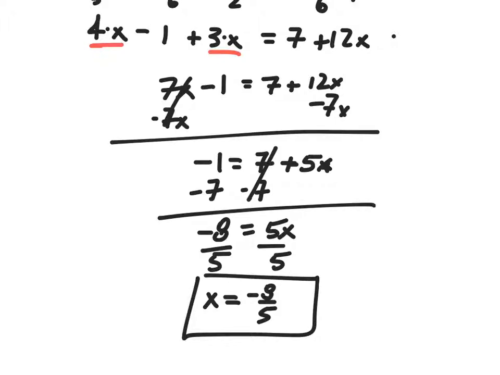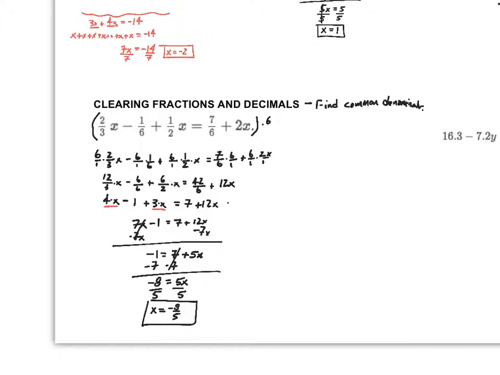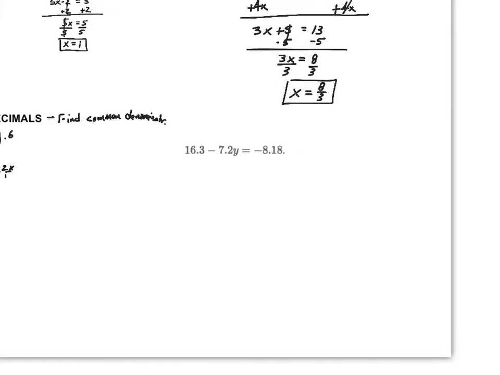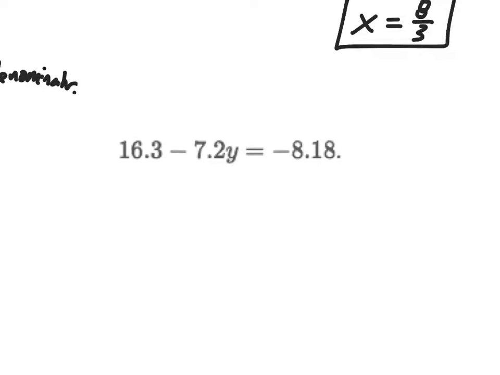So this is a very long, drawn-out process, but it's much easier to clear the fractions first by multiplying by a common denominator and then solving from there, as opposed to trying to get a common denominator here and solving that way. You can still do it that way. I can show you that if you want me to, but I would prefer if you guys cleared the fractions first. Okay, and then we have this other idea of clearing decimals.